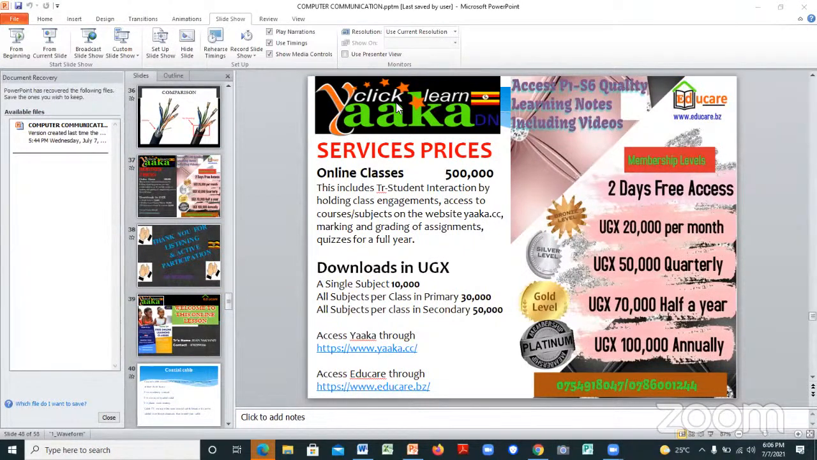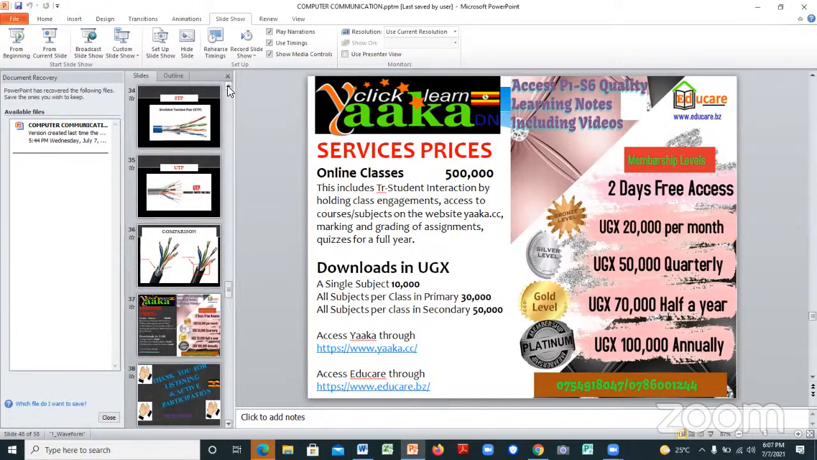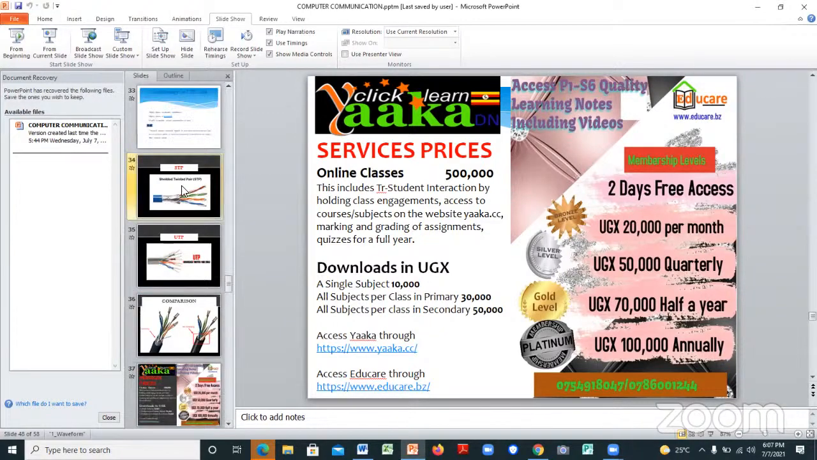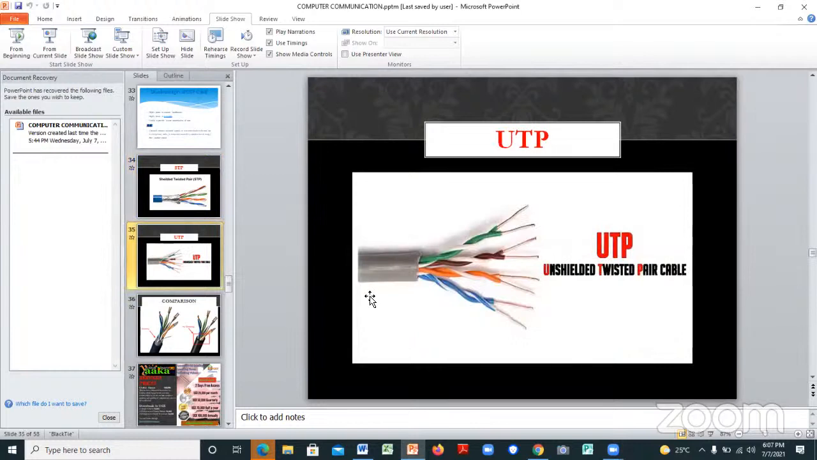So the first cable we looked at was twisted pair cable. And we said that this twisted pair cable is actually categorized. I'm just giving a summary because we already discussed this. We have unshielded and shielded. So we said that shielded looks like that. And this is the shielded. Unshielded looks like that.